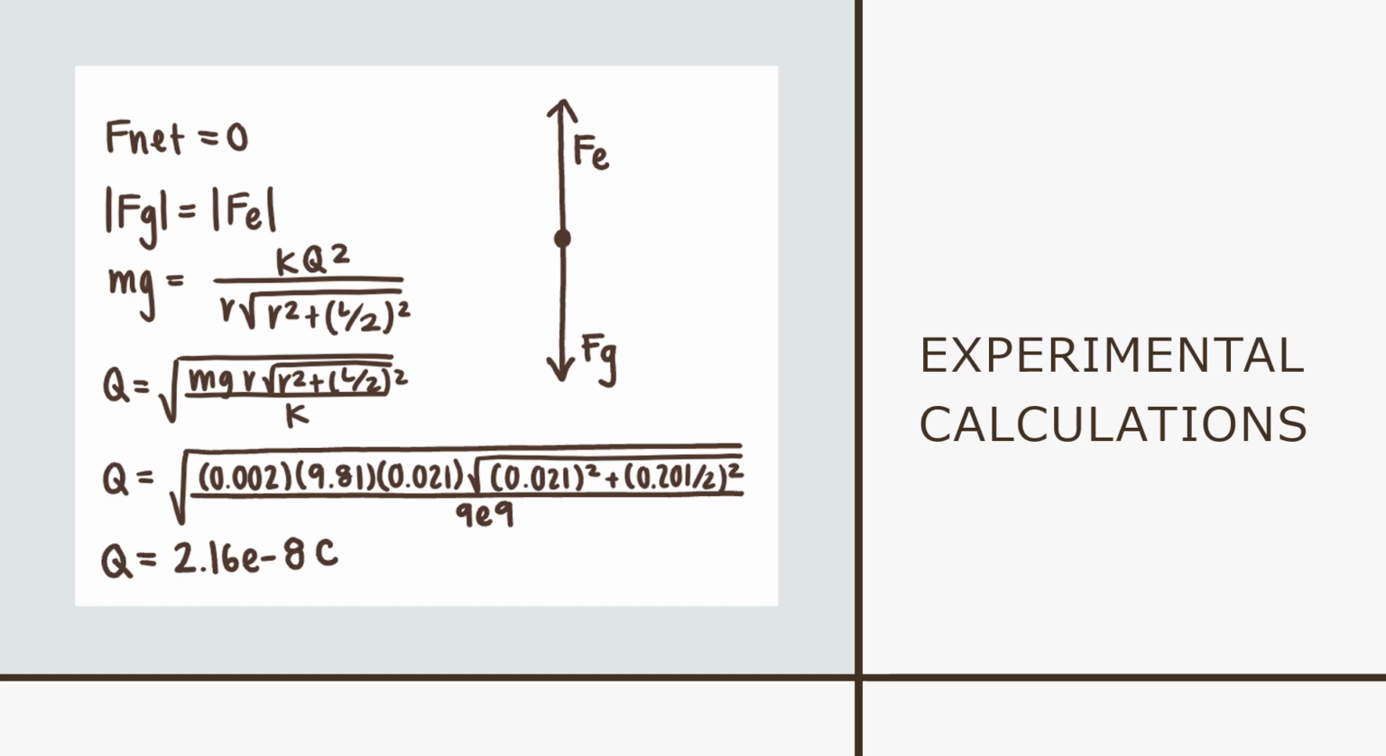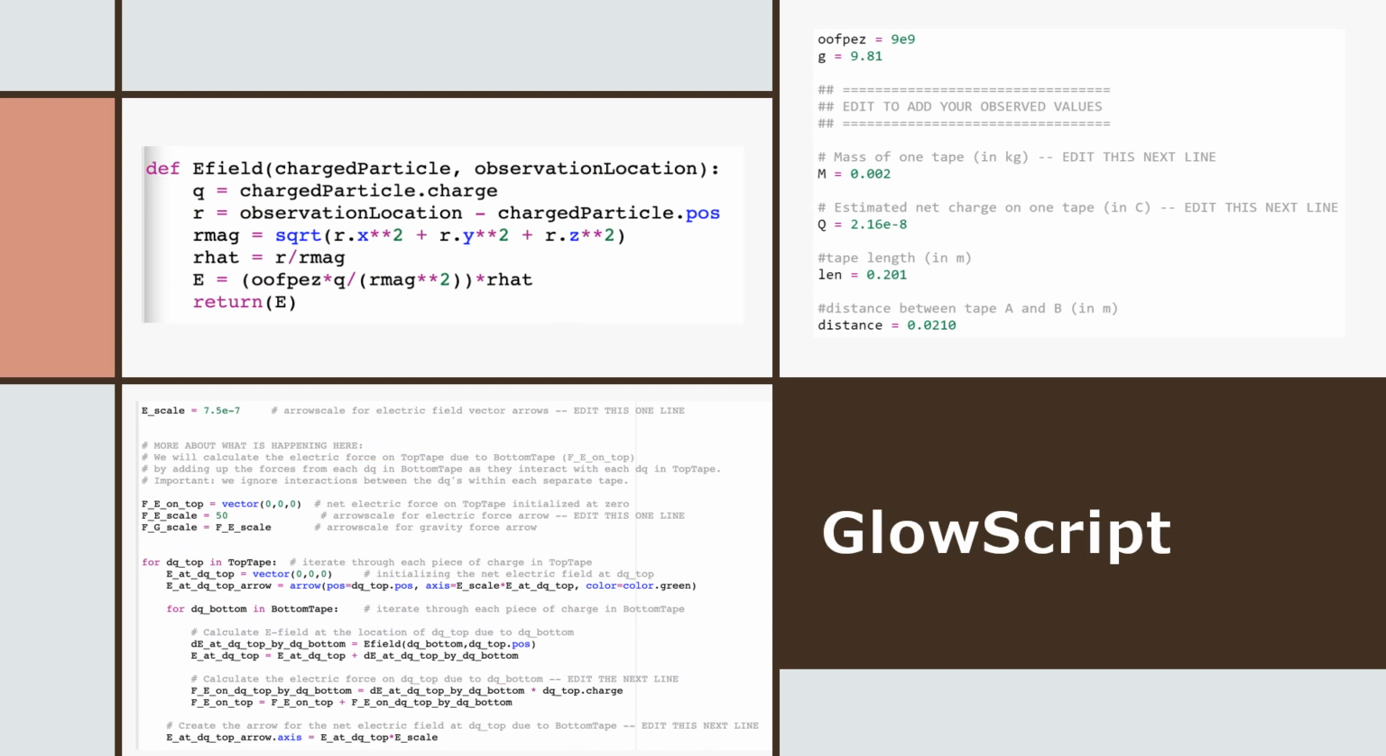Here are my calculations to find the charge of the tape by using it as a rod charge. We have F net equals 0 since the tape is stationary, so we have the force of gravity equals the electric force, which is mg equals the rod charge formula. And then we go all the way down and we find that Q is equal to 2.16 times 10 to the negative 8 coulombs. With these calculations in mind, we move on to the GlowScript.